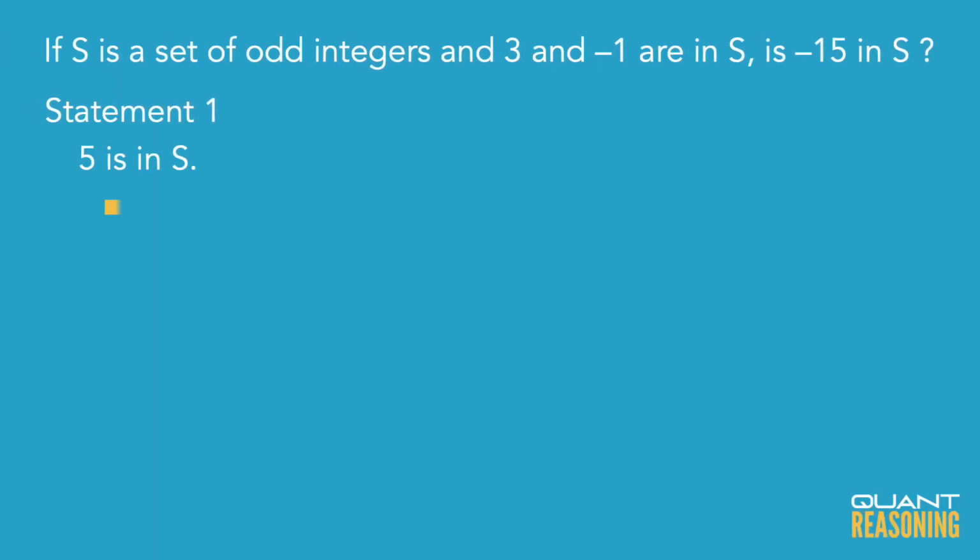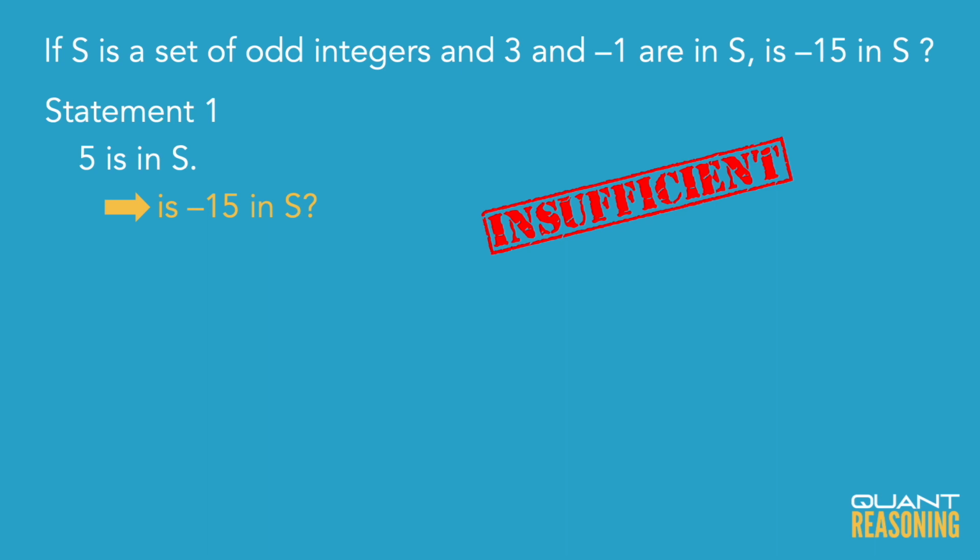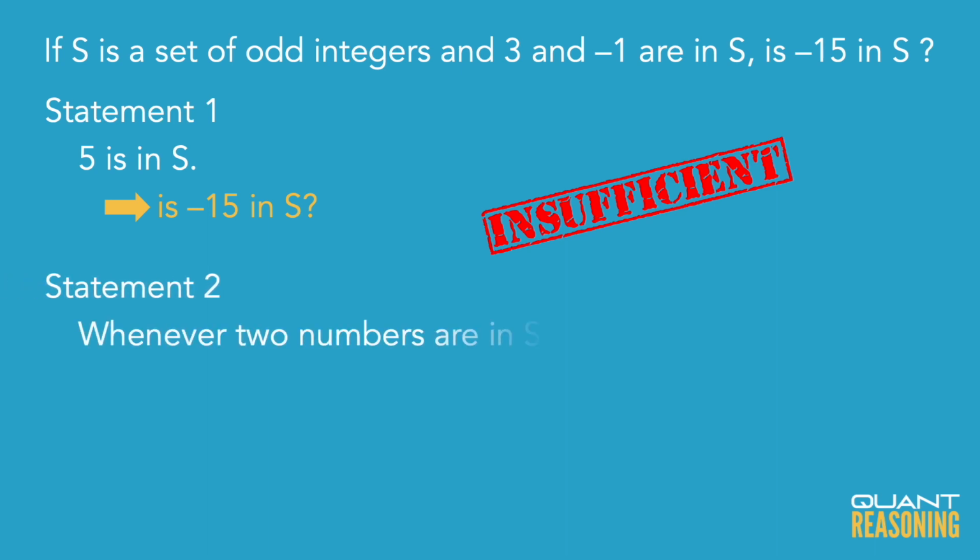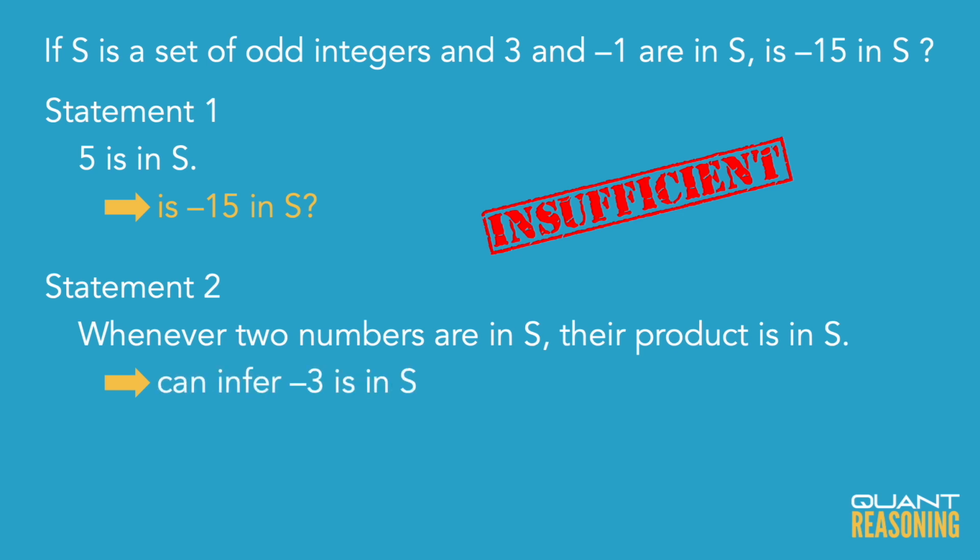So statement 1 gives us one more odd number in the set, but we still don't know whether negative 15 is in there. It may or may not be. And statement 2 tells us that anytime you have two numbers in the set, the product of those two numbers is also in the set. But so far, all we know that the set has is 3 and negative 1. So we could infer that negative 3 is in the set, because that's the product of 3 and negative 1.